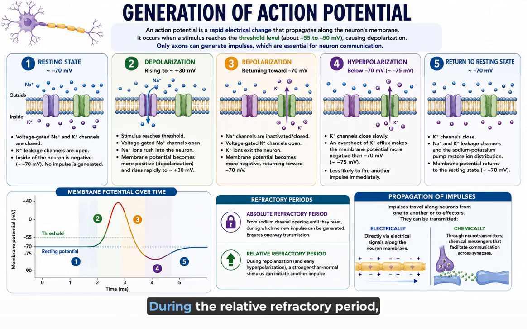During the relative refractory period, the membrane is usually hyperpolarized. Some sodium channels have reset, but the membrane is farther from threshold than normal. Therefore, another action potential can occur, but only if the neuron receives a stronger than normal stimulus. Together, these electrical events allow an action potential to travel rapidly and efficiently along the neuron's axon.